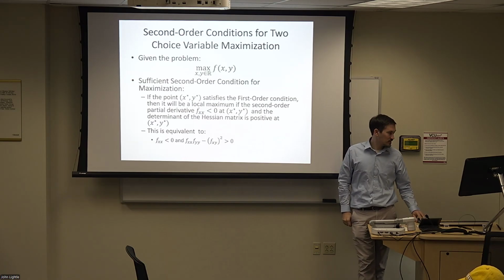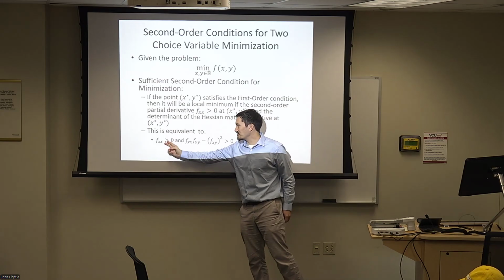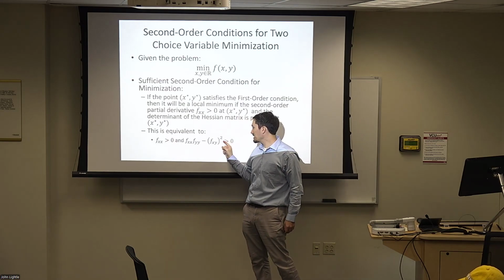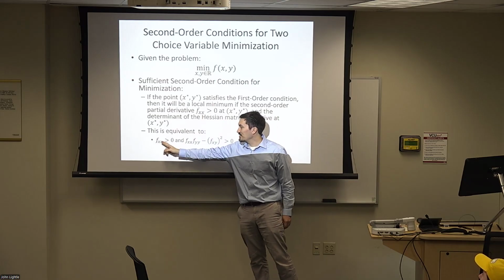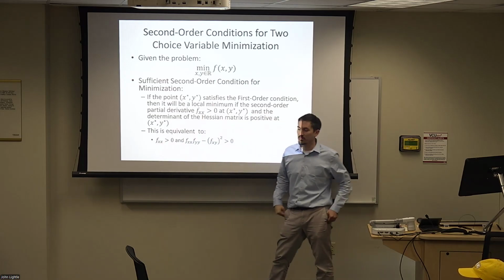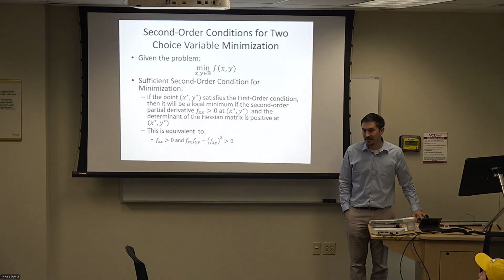Questions about that? And here's min. The only difference is that this is flipped. This is not flipped. Determinant is still positive. It's positive in both cases. The only thing with minimum is that the second order partials are positive for min, negative for max.